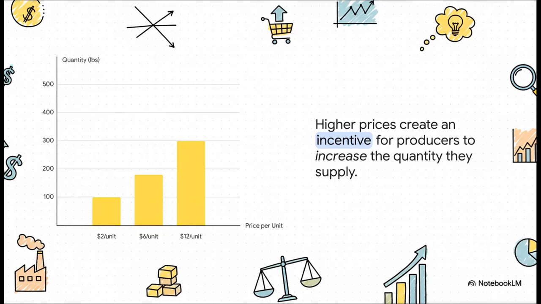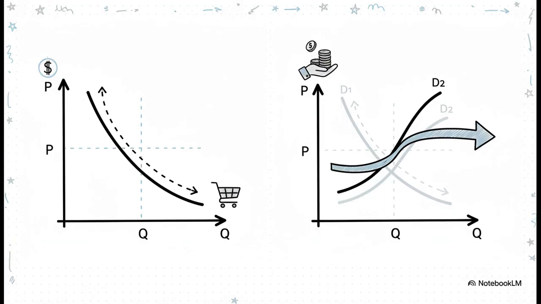And we see that same logic right here for our coffee producers. At a low price of just $2, they're only willing to supply 100 pounds. But if that price climbs all the way up to $12, they are ready to bring 300 pounds to the market. So the higher the price, the more they supply. Simple as that.